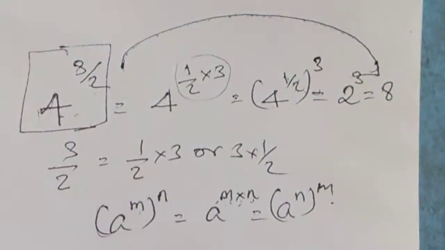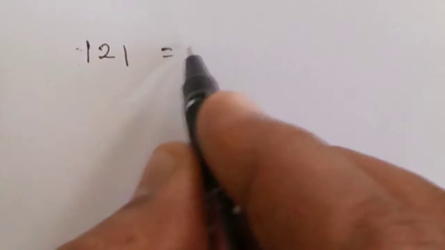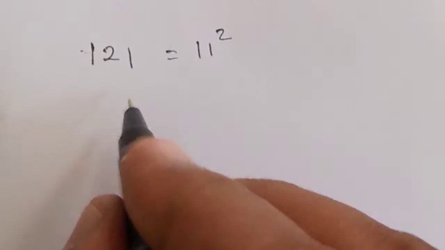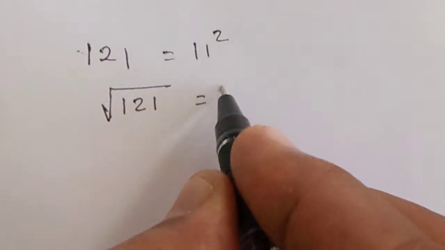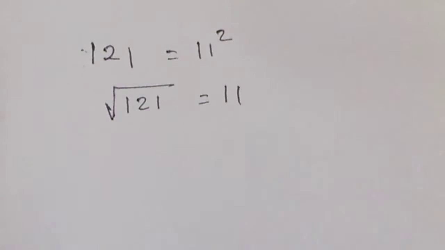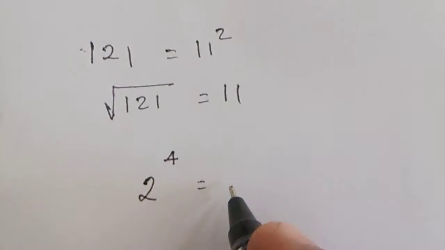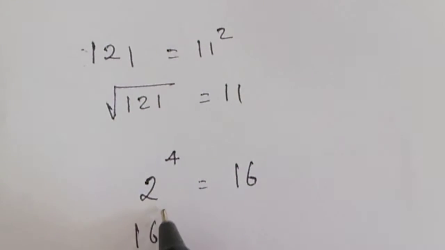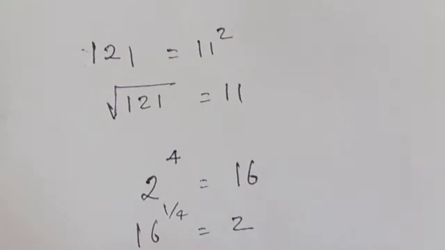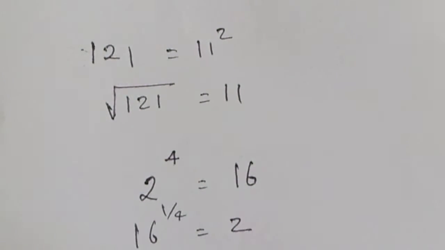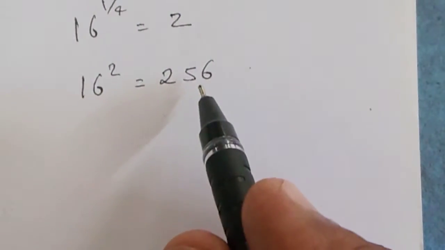Is this clear? Now in the same way, think about say 121. You all know that when I say 121, what you remember is 11. So the square of 11 is 121. Now suppose I write it like this, what does it mean? Square root of 121 is 11. Similarly, you can think about 2 to the power of 4. You know very well it's 16. So what is 16 to the power of 1 by 4? It is 2. Now how much is 16 square? 256. You can play around with these numbers, especially these powers of 2, very frequently.